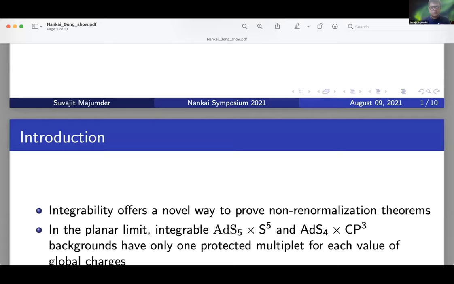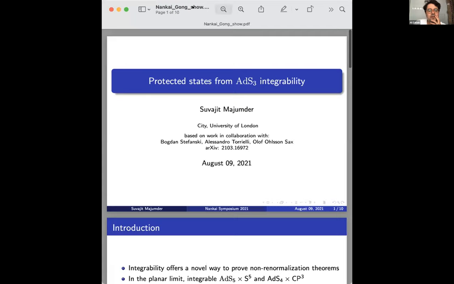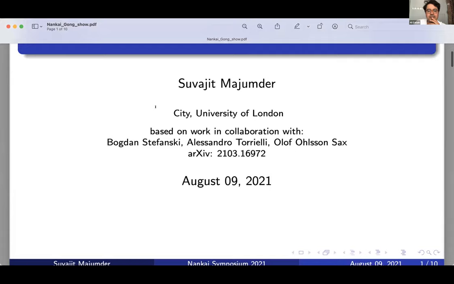Okay, so we move on to the next talk. It's by Suvajit Majumder from City University. Can you share your screen, Suva? I'm doing that. Let's see. Okay, can you see the slides? Very good. So the next talk is by Suvajit Majumder from City University of London, and he will tell us about protected states from AdS3 integrability. Yes, please.